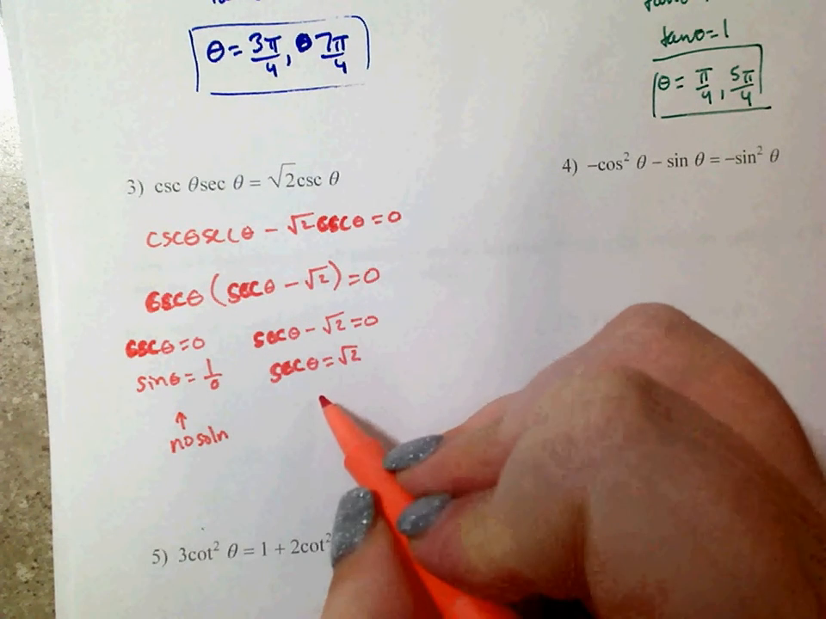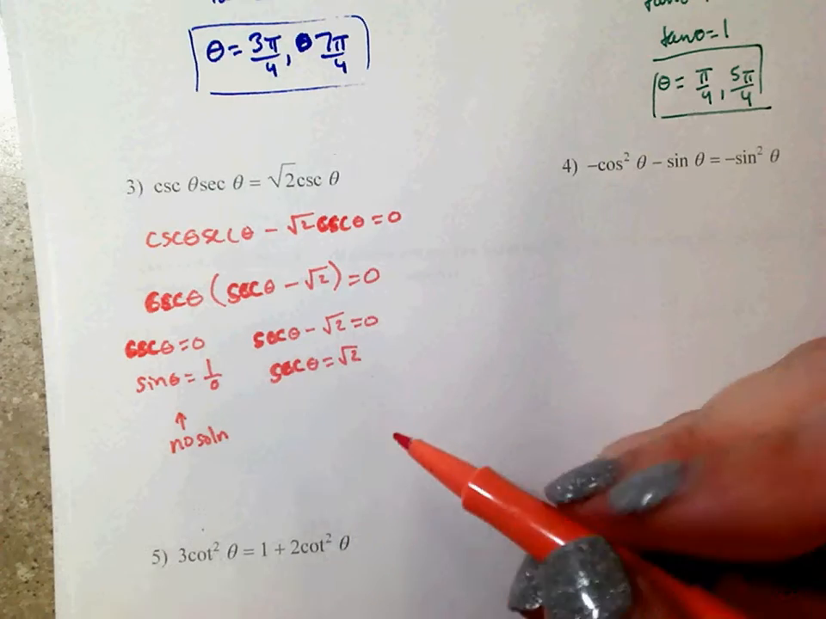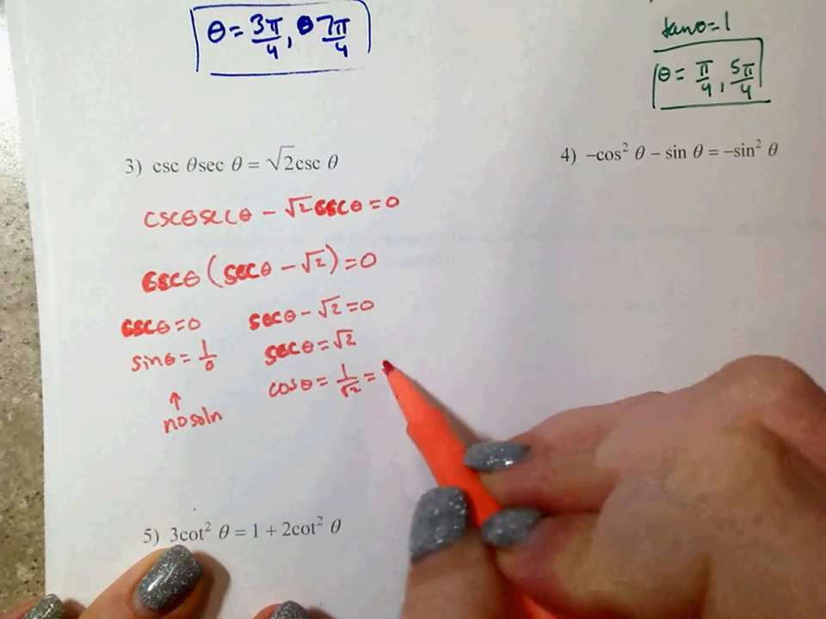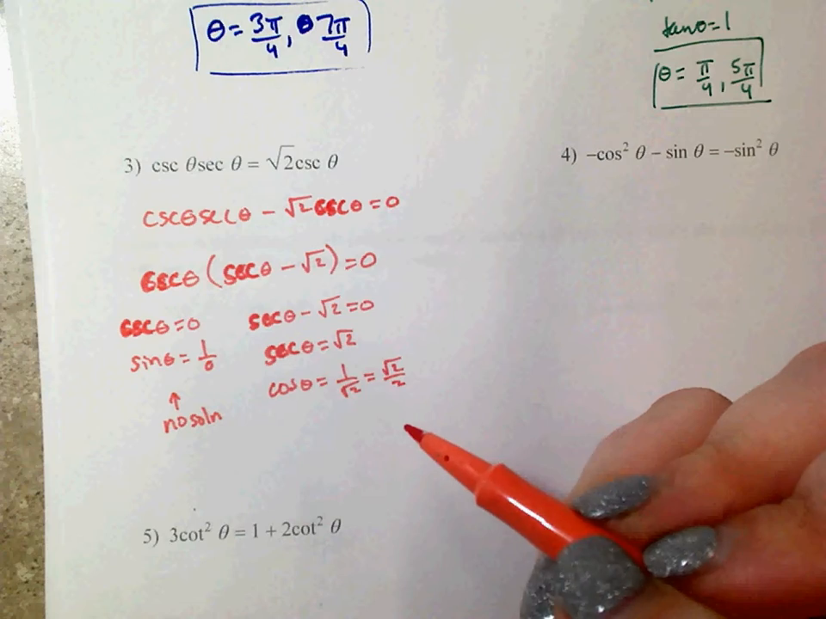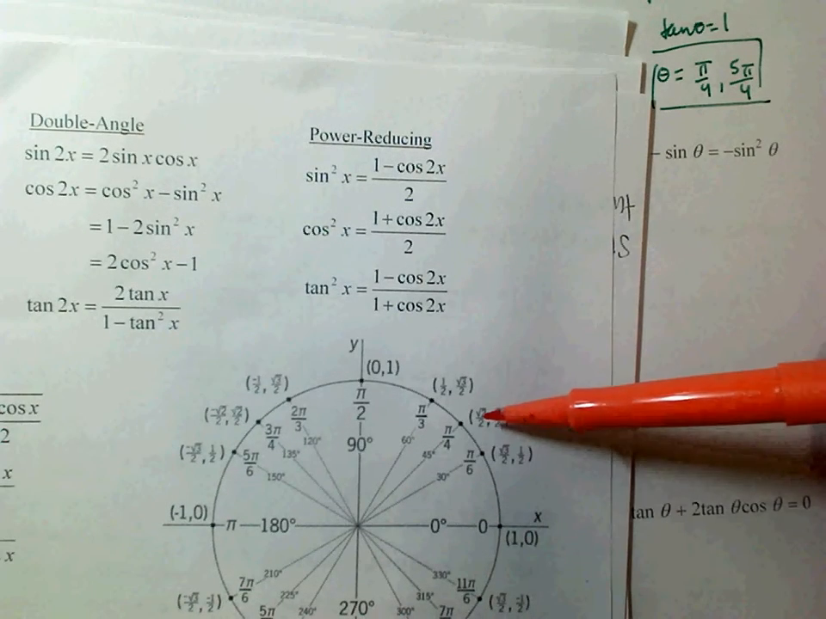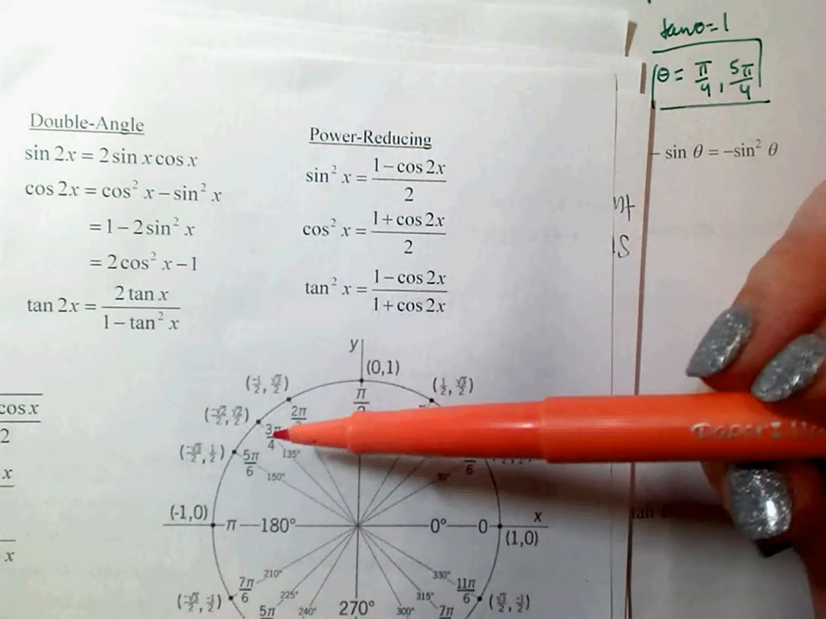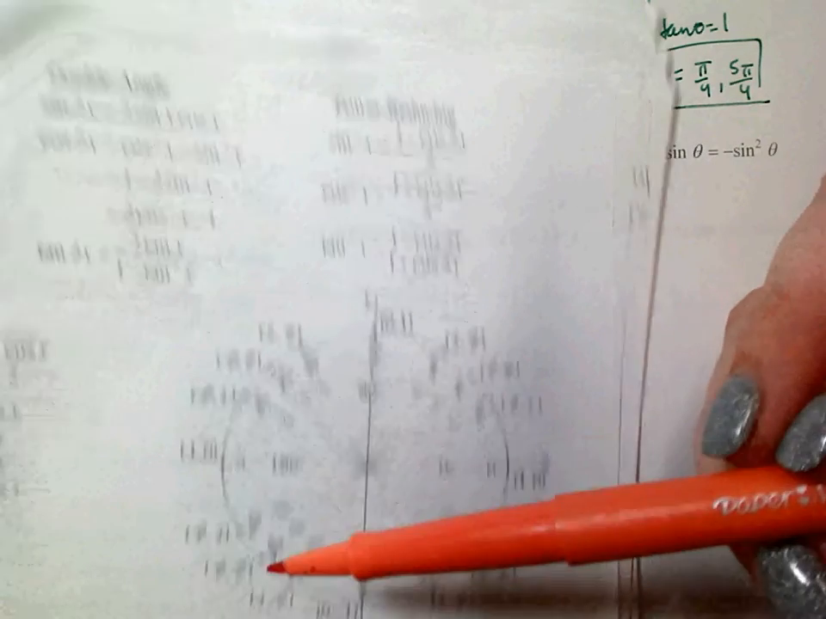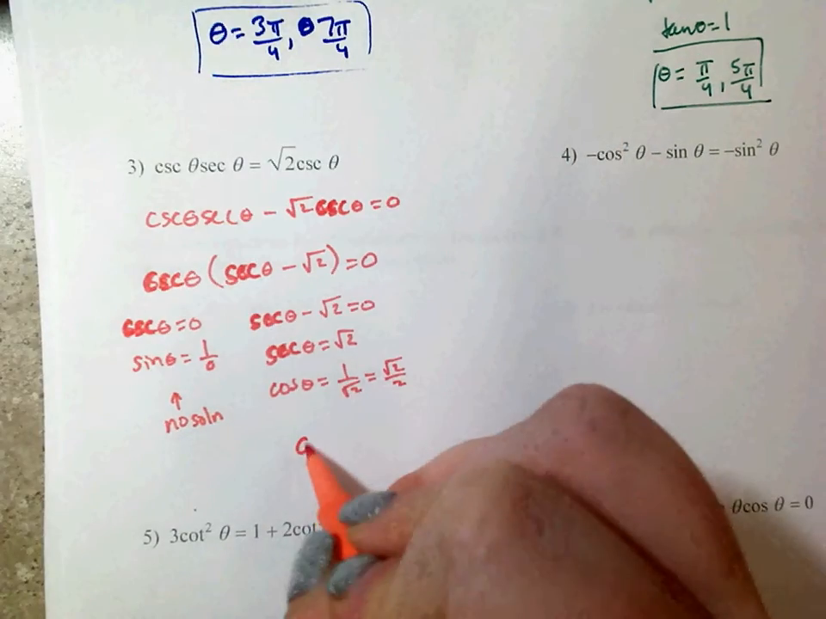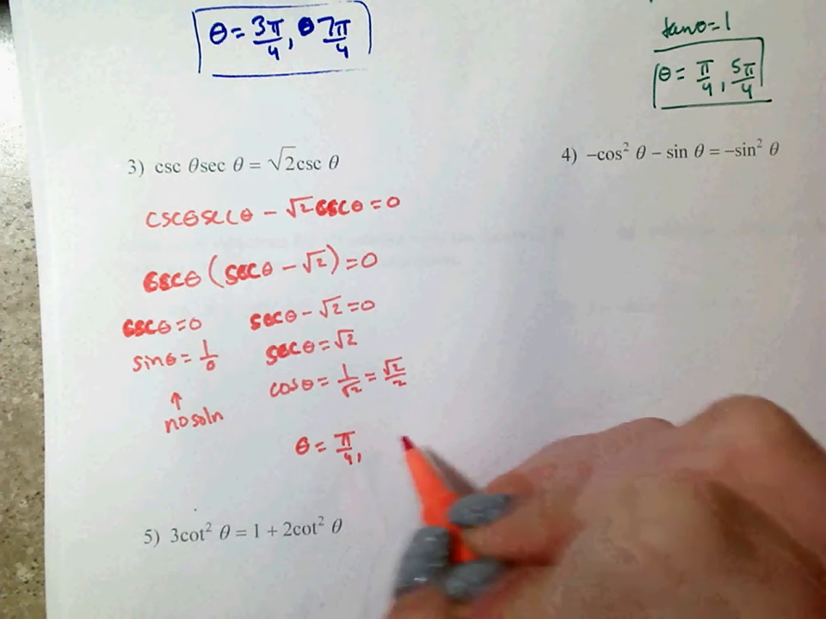However, for this, secant equaling the square root of 2 is the same thing as cosine equaling 1 over the square root of 2, which is the square root of 2 over 2. So when does cosine equal the square root of 2 over 2? Cosine is the square root of 2 over 2 at pi over 4. Not at 3 pi over 4 because it's negative. Not at 5 pi over 4 because it's negative, but at 7 pi over 4 as well. So my answers are pi over 4 and 7 pi over 4.